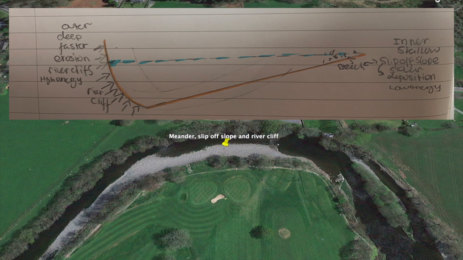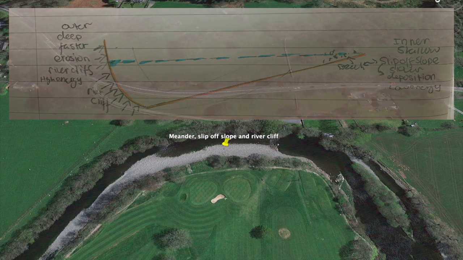The inside of the bend is where deposition happens, as water is much slower here on the inside of the bend. A slip-off slope is formed. A slip-off slope is a beach-like slope on a riverbank. This is formed by sediments that were previously being transported down the river, but as the river gets slower here, the sediments are deposited or dropped and eventually form slip-off slopes.